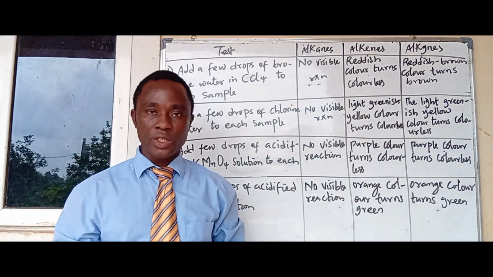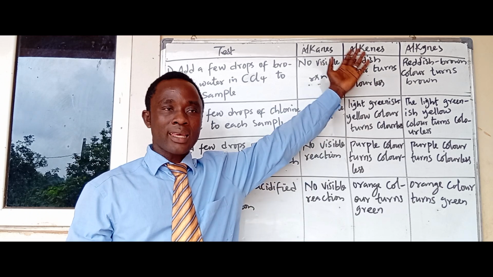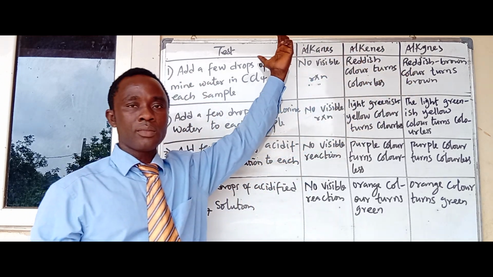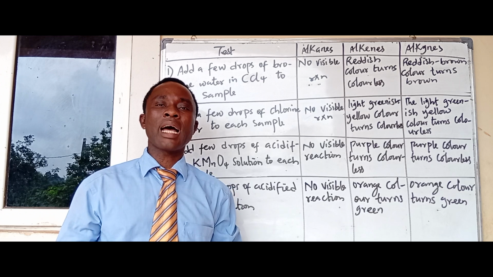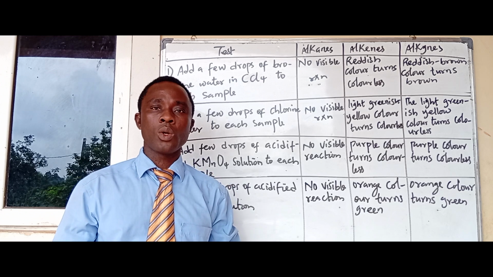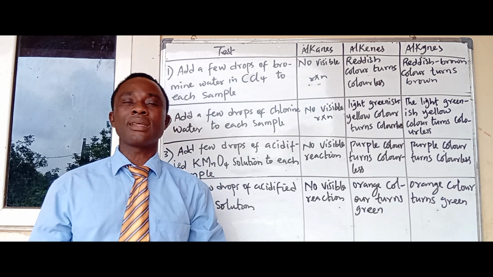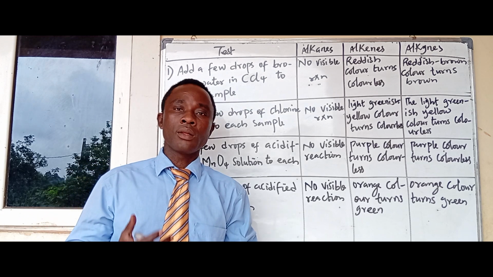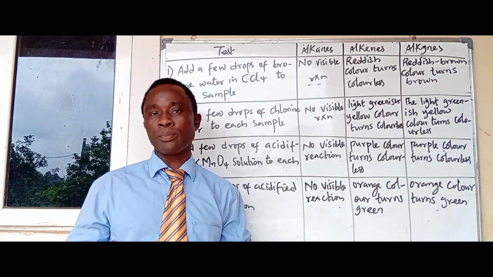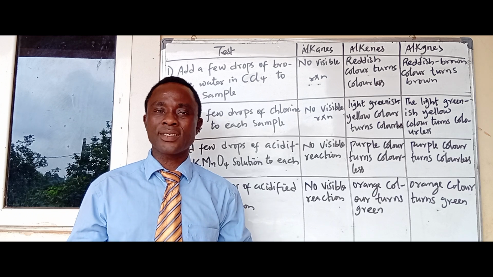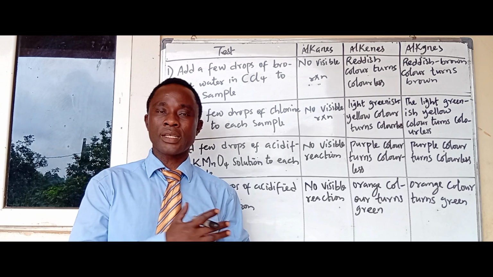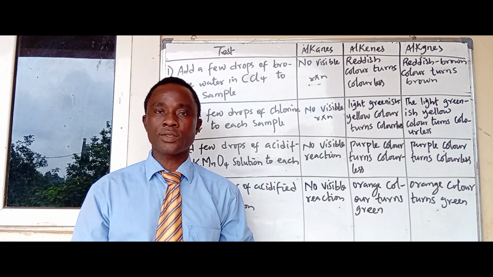How do we differentiate between alkenes and alkynes from the alkanes, which are saturated? Now we can do that with some colored compounds. One of those colored compounds is bromine water. The color of bromine water is reddish brown. Now, unsaturated compounds decolorize bromine water from reddish brown to colorless.